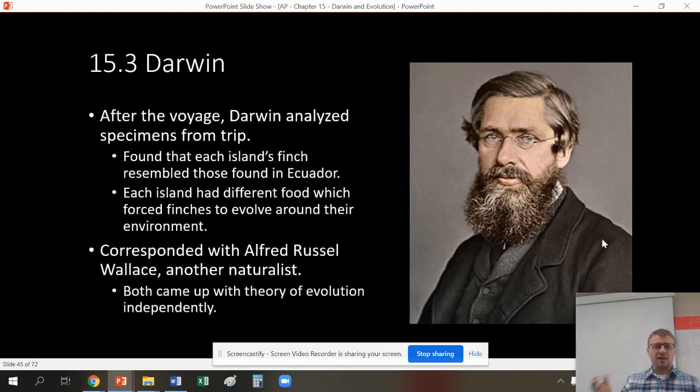So Darwin saw this on the islands, and he actually went home. And it wasn't like he had this eureka moment on the islands. He didn't understand evolution until he got back and was studying it for years and years and years, and then published his book. But he also corresponded with a scientist called Alfred Russel Wallace, who is also a naturalist, going through the Malay Archipelago.